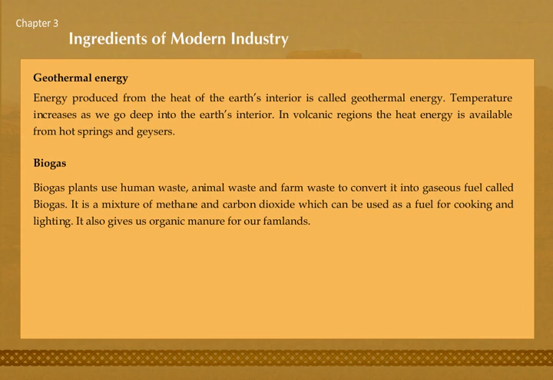Biogas. Biogas plants use human waste, animal waste, and farm waste to convert it into gaseous fuel called biogas. It is a mixture of methane and carbon dioxide which can be used as a fuel for cooking and lighting. It also gives us organic manure for our farmlands.